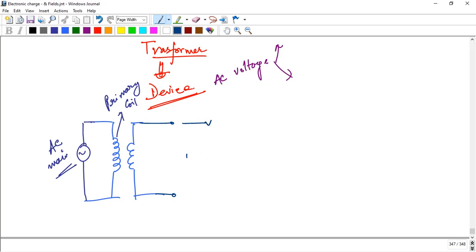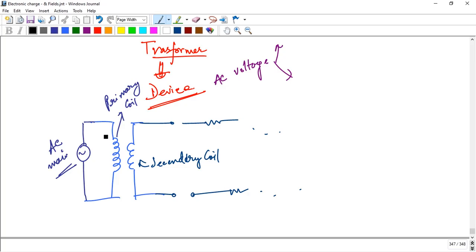And this is the transformer output. There is some circuit here, and there is a bulb circuit here. These are the output of the transformer, and these are called the secondary coil. These are the primary coil, these are the secondary coil.